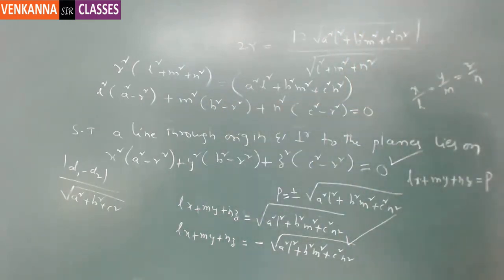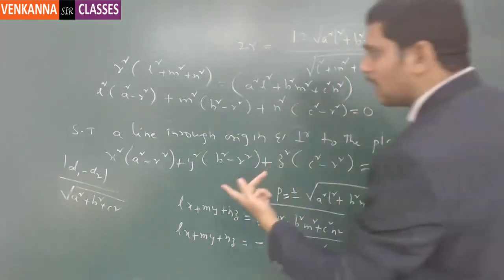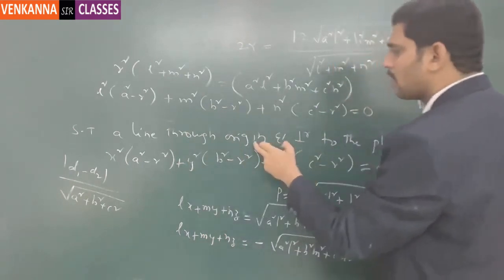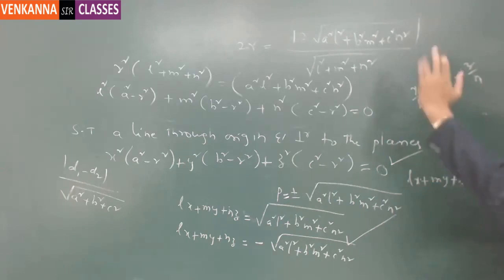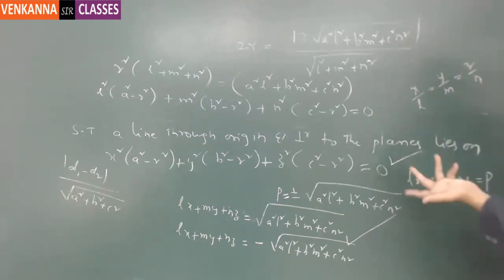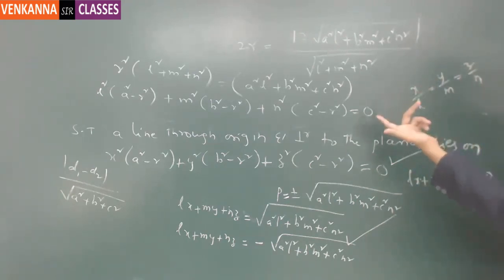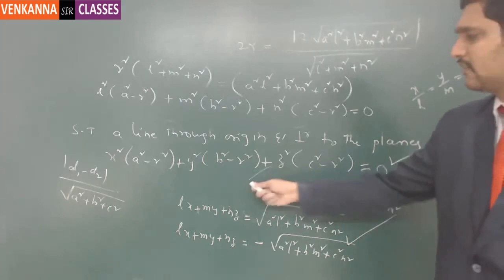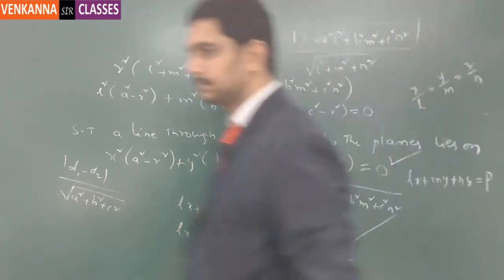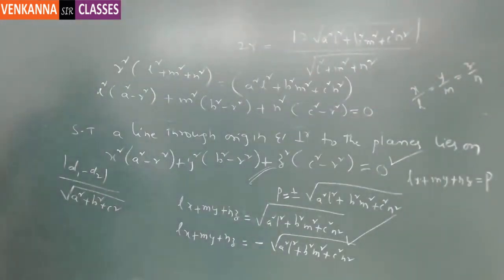The third part: I have to write a line equation from the origin and perpendicular to the plane, nothing but the normal of the plane. So we will take the respective values of the normal: l for x, m for y, and n for z. If you substitute, this is the required thing you will get. Okay? Please take a note of that.